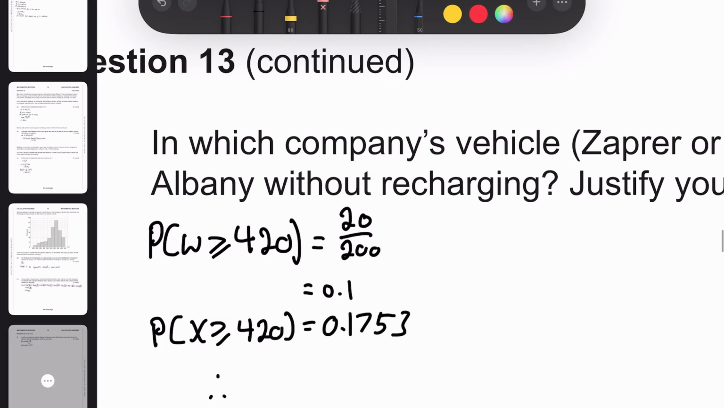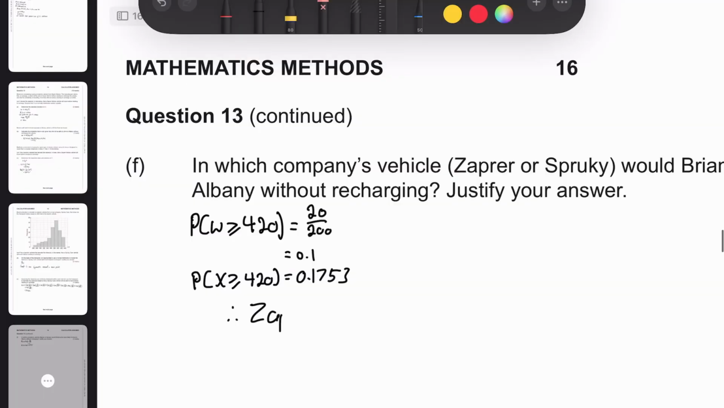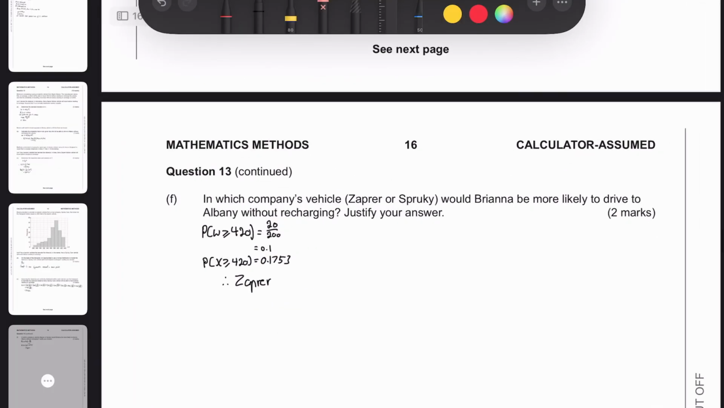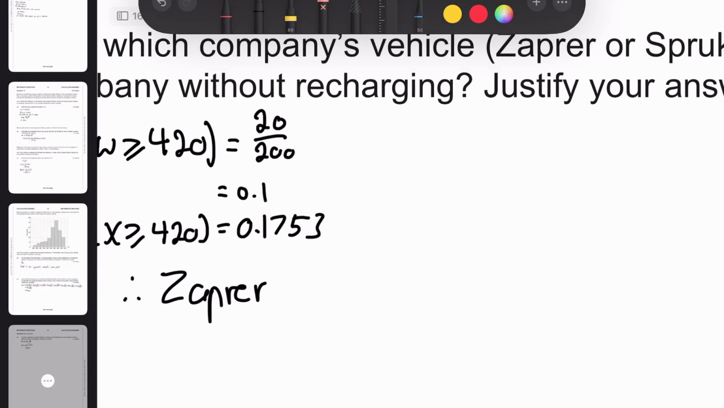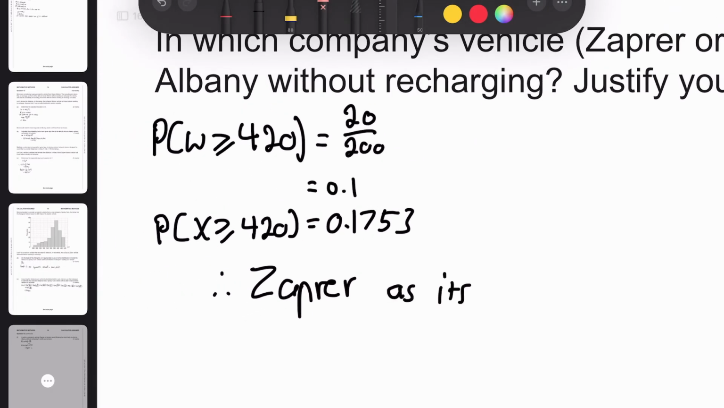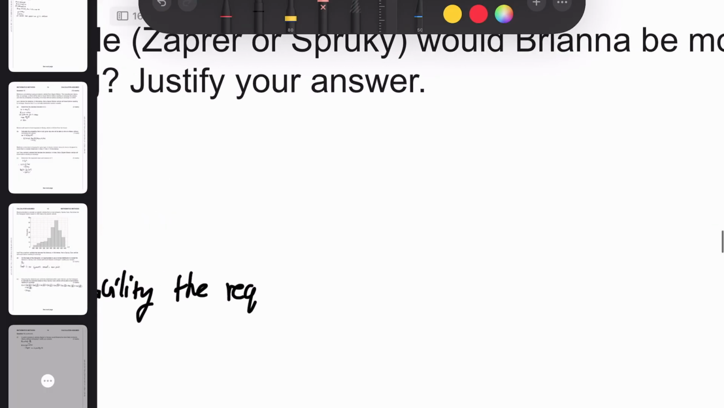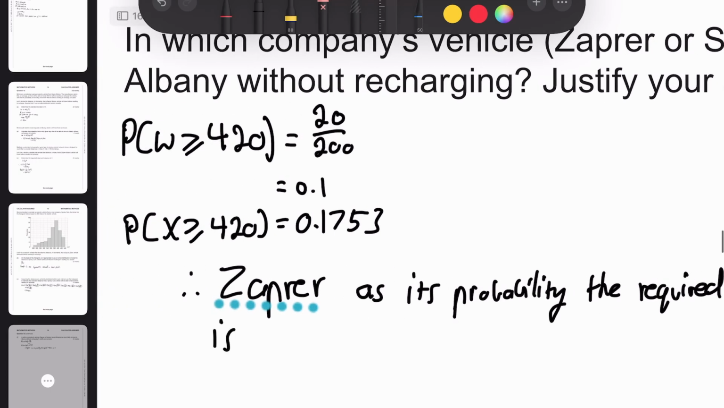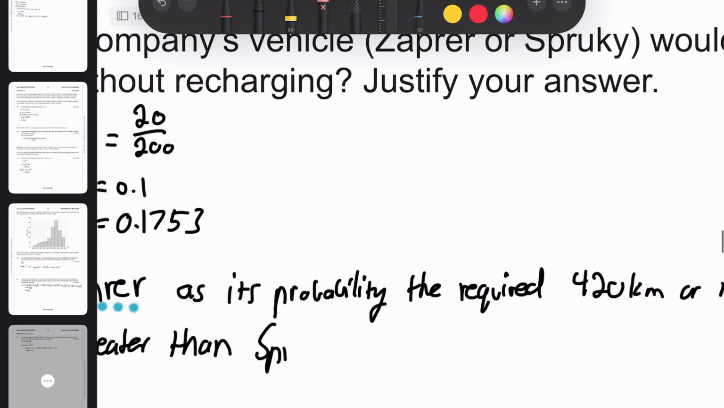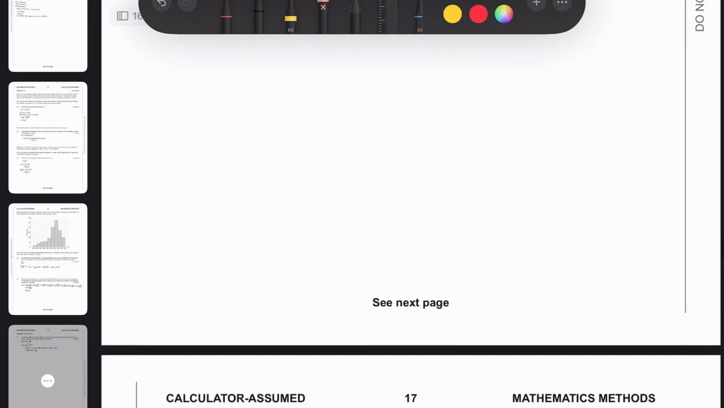And therefore, is that true? Okay. As its probability of driving more, the required 420 kilometers or more is greater than keys. All right. Okay.